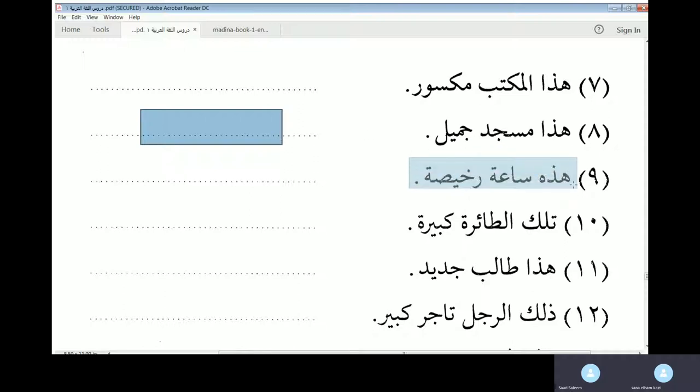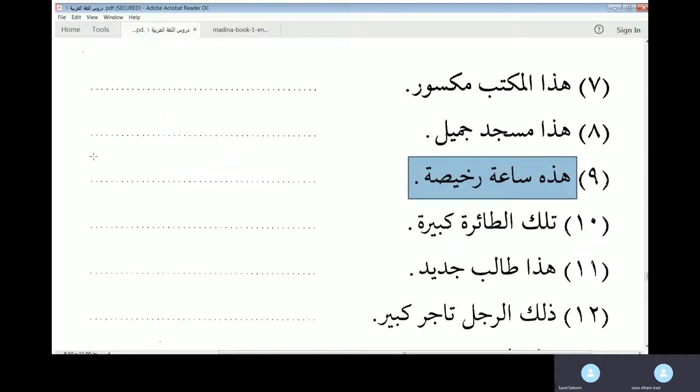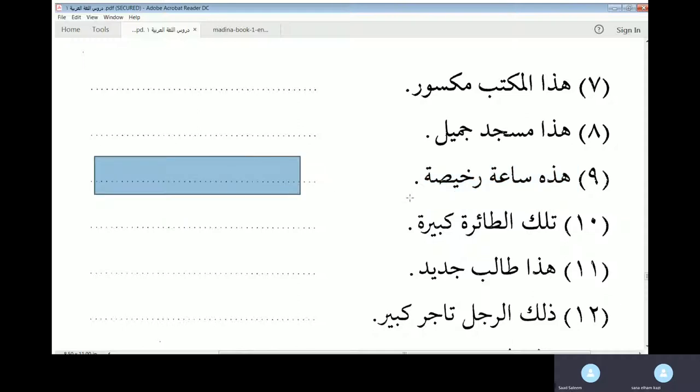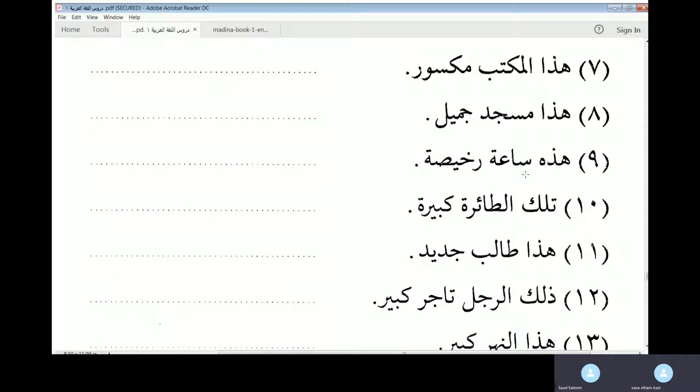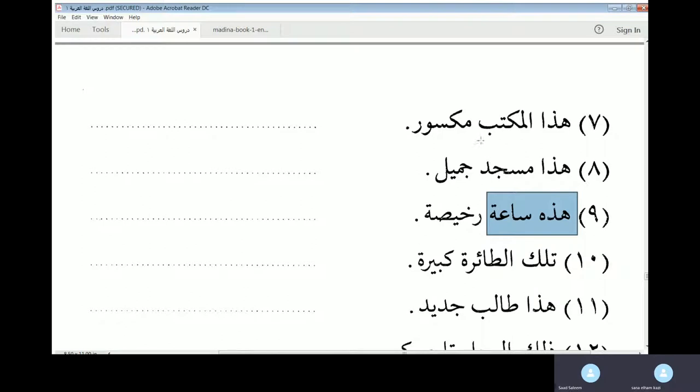These masjids are beautiful. Hazihi sa'atu rakhizatun. This watch is cheap. Hazihi sa'atun rakhizatun. This watch is cheap. Brother, here we used hazihi because sa'atu has a ta marbuta. Yes, correct. But here masjid and maktab, singular is masculine and plural is feminine, because in masjid and maktab we don't have any sign of femininity. That's why these single words are considered masculine words.